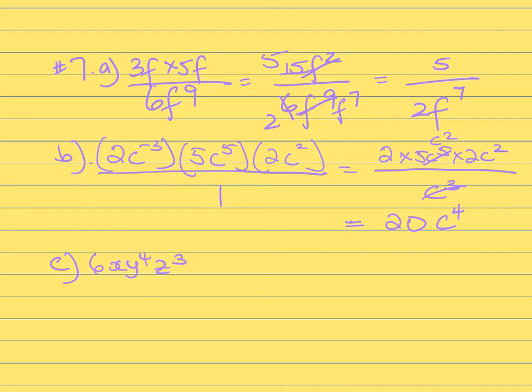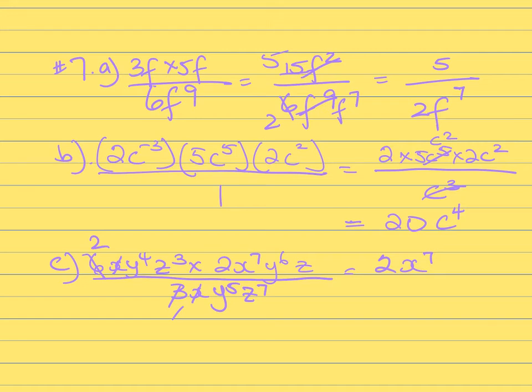6xy4z cubed multiplied by 2x to the 7y6z all over 3xy5z to the power of 7. Let's cancel the numbers first. 3 into 3, 1. 3 into this, 2. Let's cancel the x's. 1x will cancel with 1x and we're left with x to the power of 7.